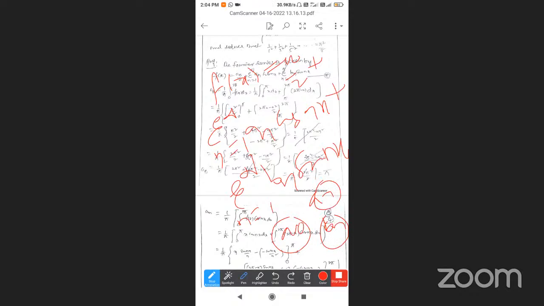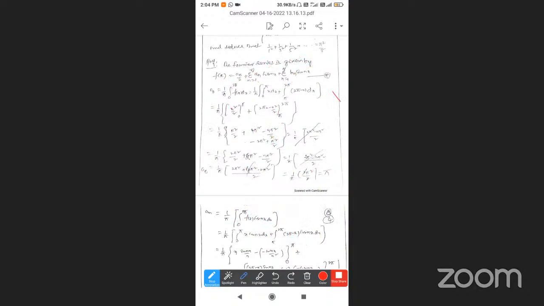First, the a naught value is 1 by pi, integral over the 0 to 2 pi interval of f of x dx. What is f of x? The question says f of x is equal to x, so the limits change: 0 to pi and pi to 2 pi. In the limits 0 to pi, f of x is x; from pi to 2 pi, it is 2 pi minus x. We get the integration result.